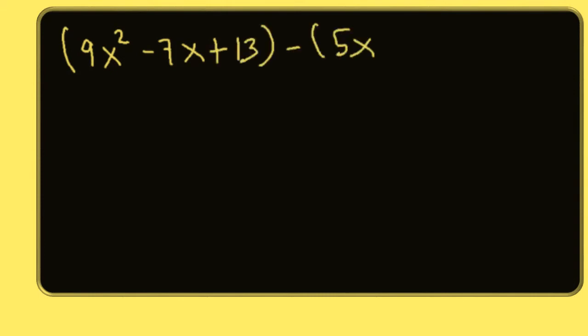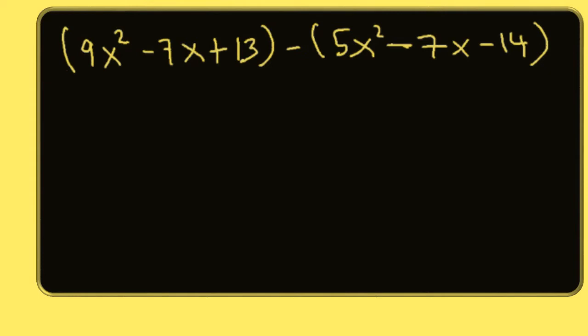Let's try another example. Go ahead and try this one: 9x squared minus 7x plus 13 minus 5x squared minus 7x minus 14. So go ahead and subtract these two polynomial expressions. The first thing I will do is distribute the negative sign to every term, and the sign will change on the right side. You can just open the parentheses.